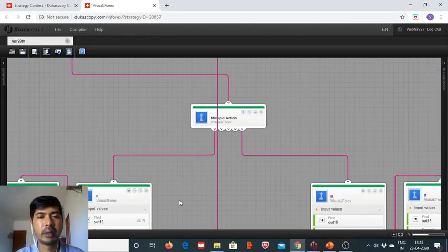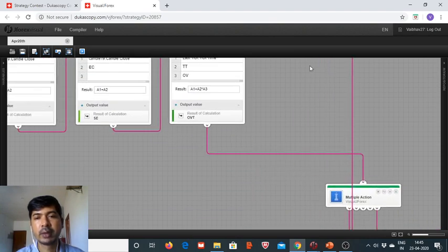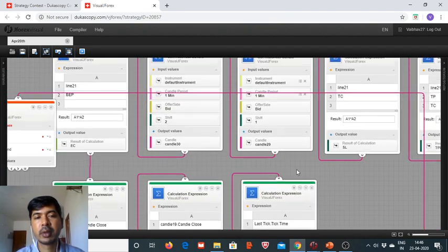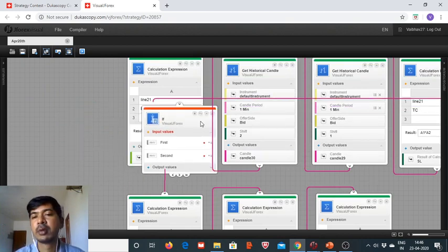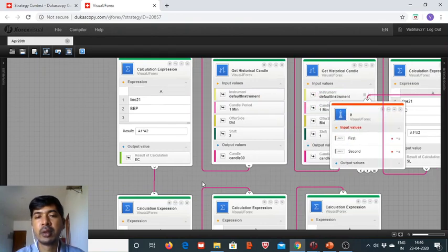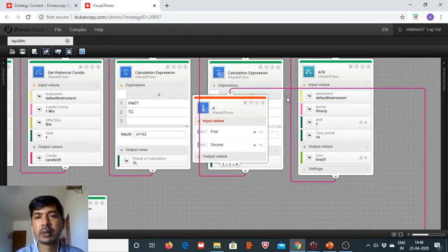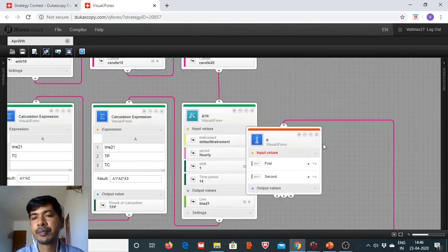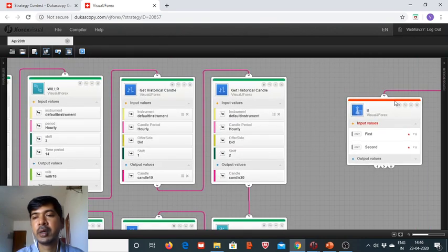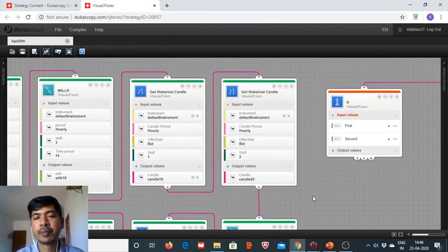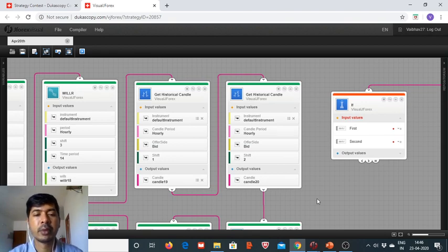And we go back and utilize the opening and the closing values of the historical candles. So here we got candle 19 and candle 20. The candle 19 is with the shift 1 and the 20 is shift 2.